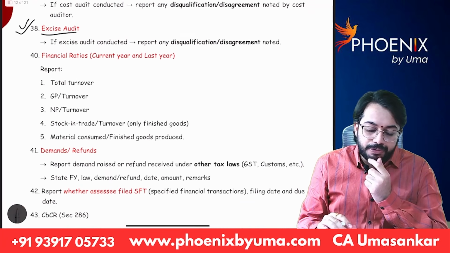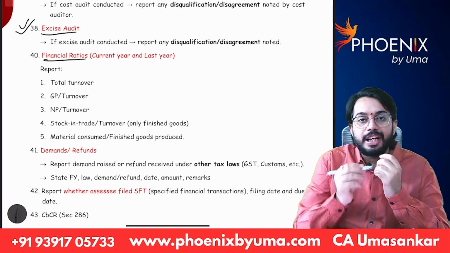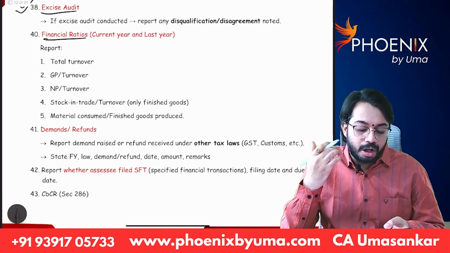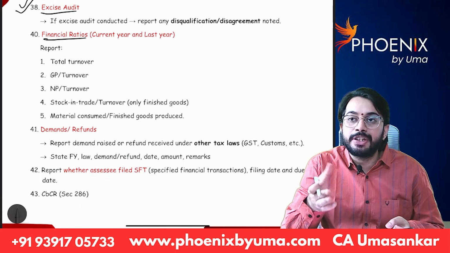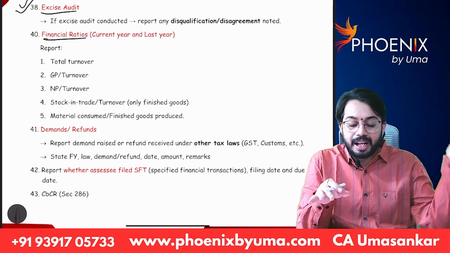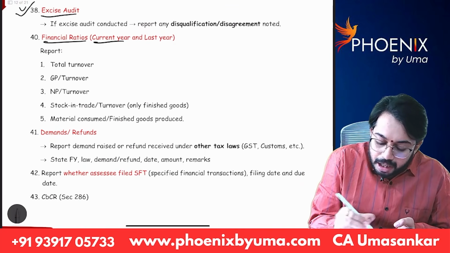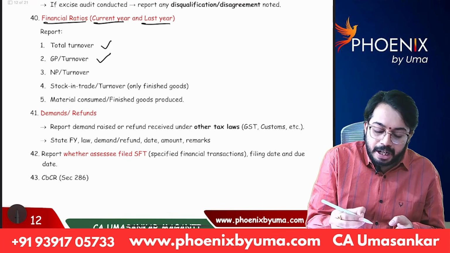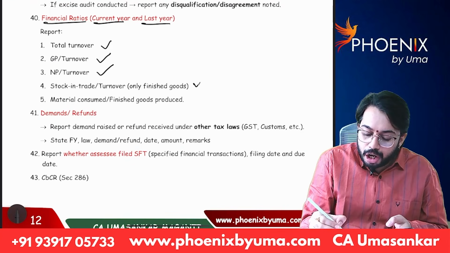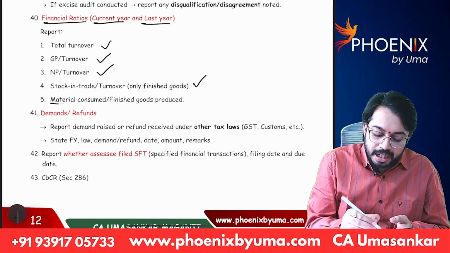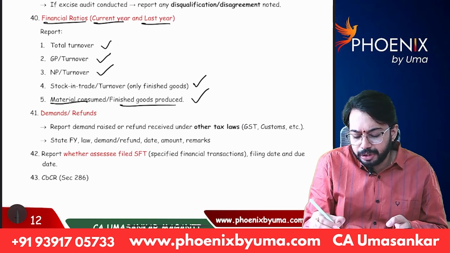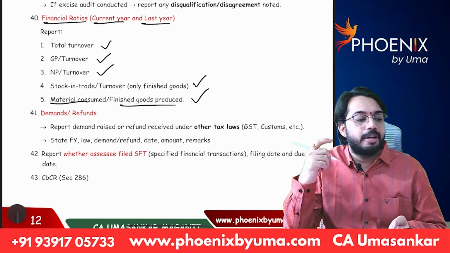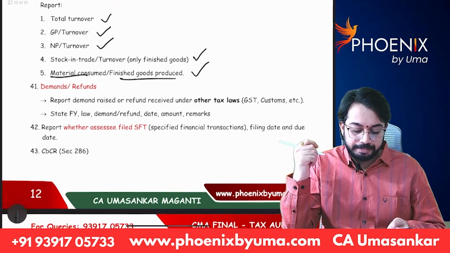Next, under clause 40, we need to give financial ratios. We need to give the gross profit ratio and net profit ratio for the current year as well as for the previous year. You can see ratios for current year and last year: total turnover, GP ratio, NP ratio, stock in trade by turnover, materials consumed, finished goods produced. All this information is required to be given in clause 40.